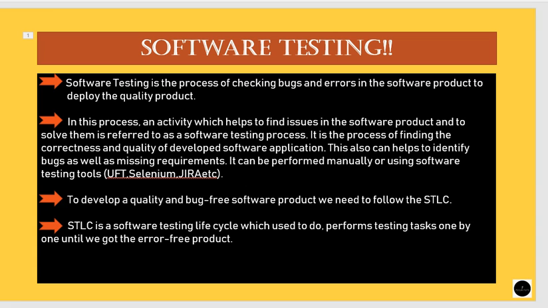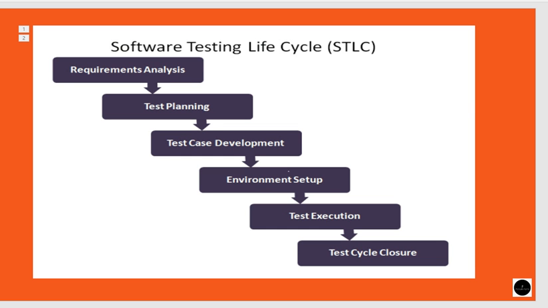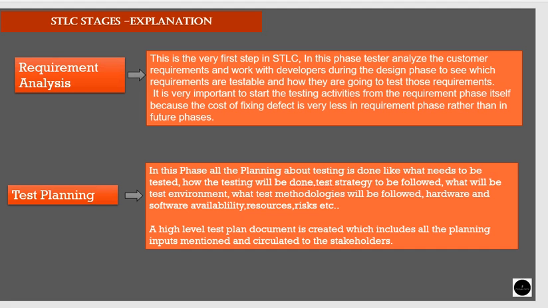To develop a quality and bug-free software product, we need to follow the STLC approach. STLC is the software testing life cycle, which is used to perform testing tasks one by one until we get an error-free product. So now let's see the stages of the software testing life cycle. This includes requirement analysis, test planning, test case development, environment setup, test execution, and test cycle closure. Now let's see all these stages in detail.